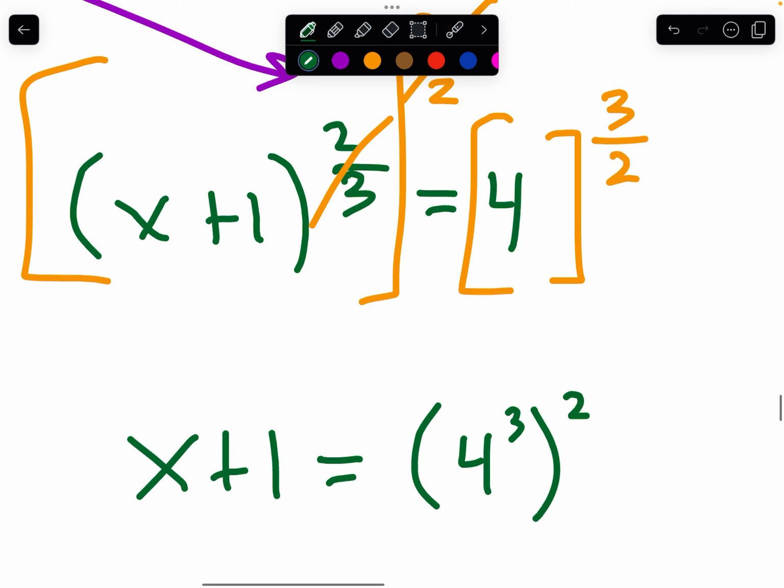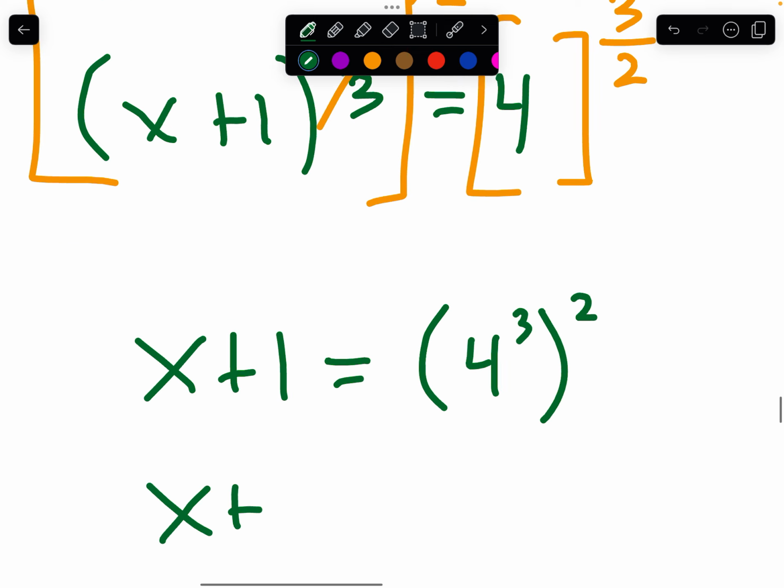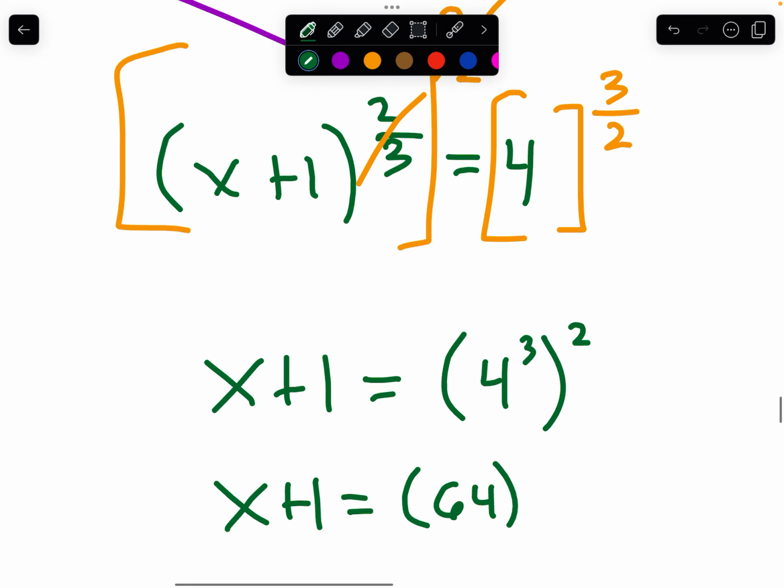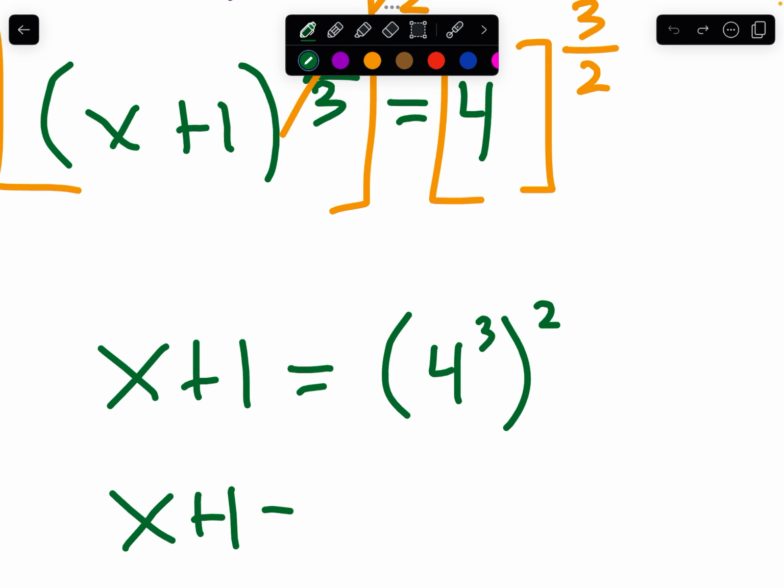This is where things get a little bit tricky, because we know 4 cubed is 64. Let's see here. Nope, I didn't do that right. I didn't write that down right. I've got to go back. My fault. Sorry about that.